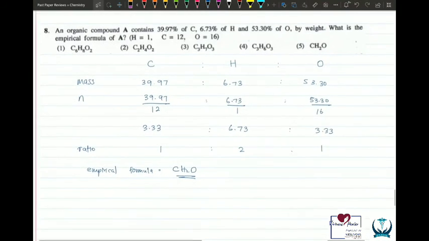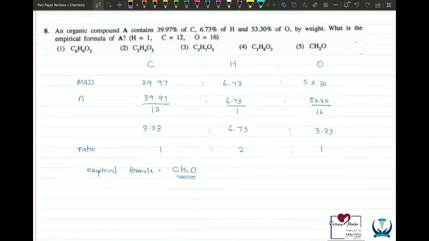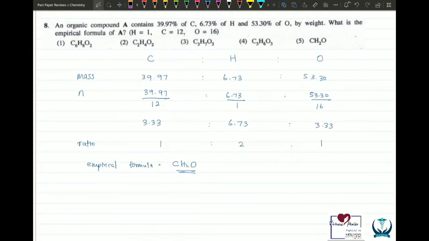Question number 8. An organic compound A contains 39.97% carbon, 6.73% hydrogen, and 53.3% oxygen by weight. What is the empirical formula of A? So first here we take the mass percentage of each of these. We can just directly correlate it to mass, and then we divide it by the atomic weight, and we get 3.33 for carbon, 6.73 for hydrogen, and 3.33 for oxygen. And then we divide each of these numbers by the smallest number, which is 3.33. Therefore the ratio is 1:2:1, and the empirical formula will be CH2O, which is answer number 5.